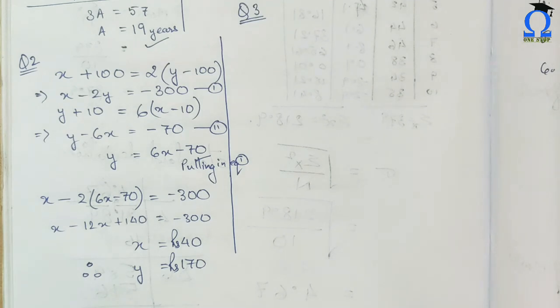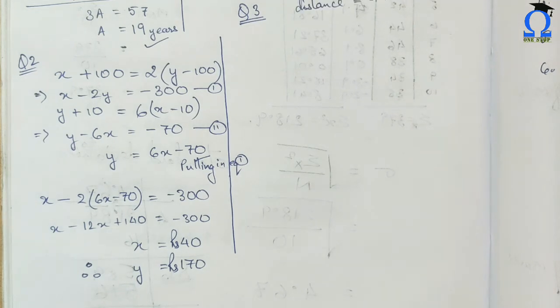A train covers a distance at uniform speed. If the train would have been 10 km per hour faster, it would have taken 2 hours less than the scheduled time. And if the train is 10 km slower, then it takes 3 hours more than the scheduled time. Find the distance covered. Since the distance is equal, I am taking the distance to be d, and the time I am taking to be t, and let the speed be s.